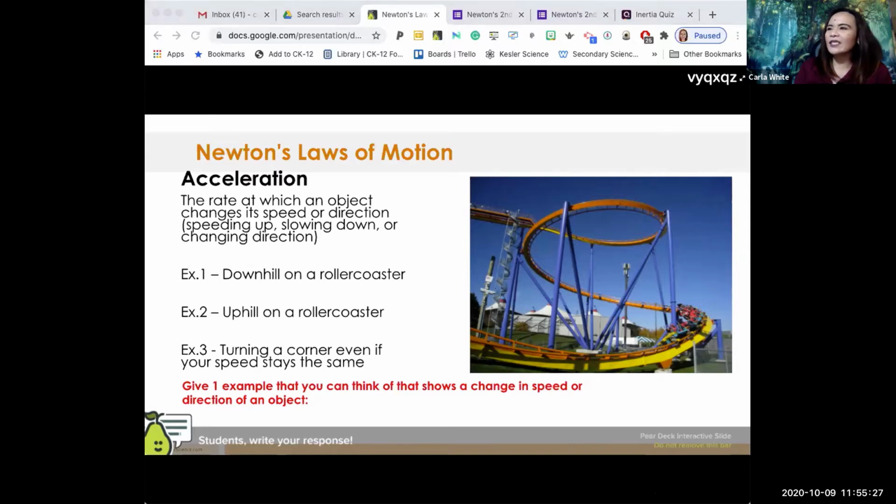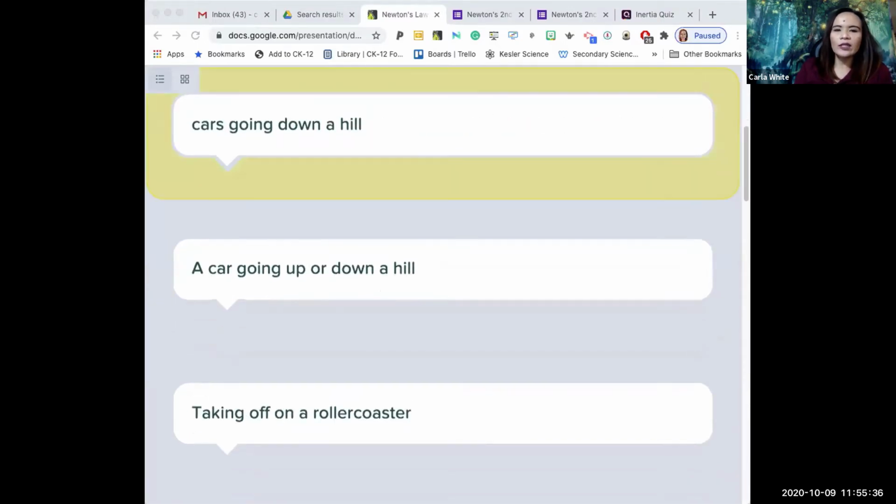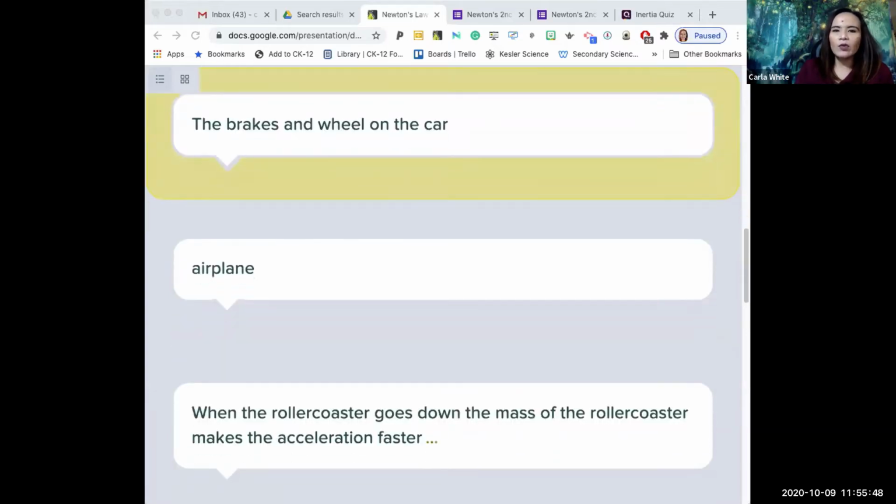Peyton mentioned the game badminton. That's right. And then Lily says cars going down a hill. Yes, it's kind of the same concept as a roller coaster. We have already been talking about the Manta, the Electric Eel, or whatever rides we have, and the brakes and wheels on a car.